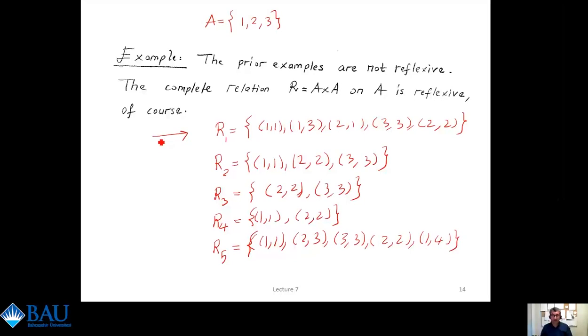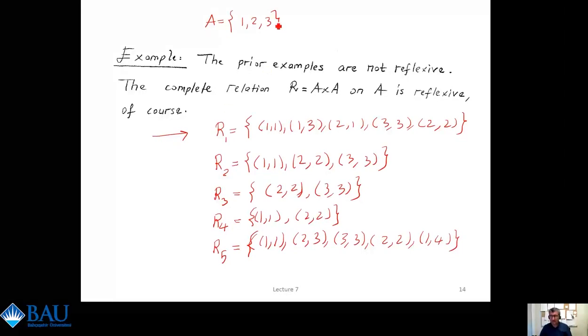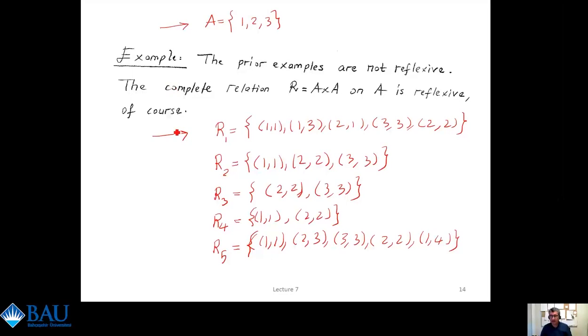Is that reflexive? To understand about the reflexive on this set, this is set A, is R1 reflexive? Look at the set A. We need to check 1, 1, we need to check 2, 2, we need to check 3, 3. All of them must exist under the set. If all of them exist, we call it yes. So in the first one, we have 1, 1, we have 2, 2, we have 3, 3. All of them. Therefore, yes, it is reflexive.